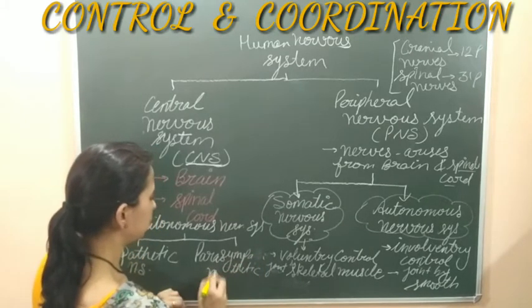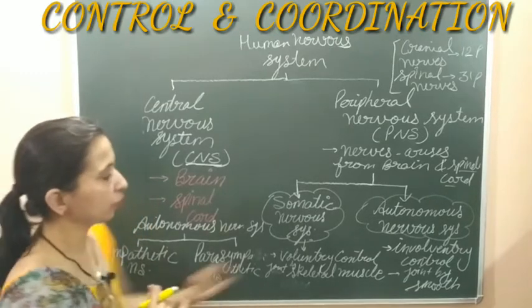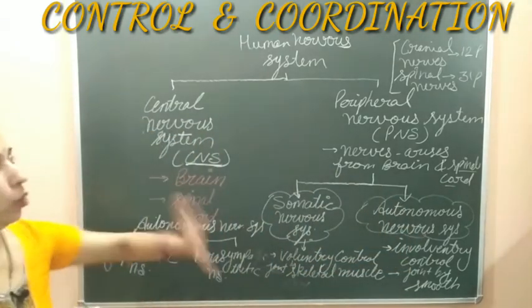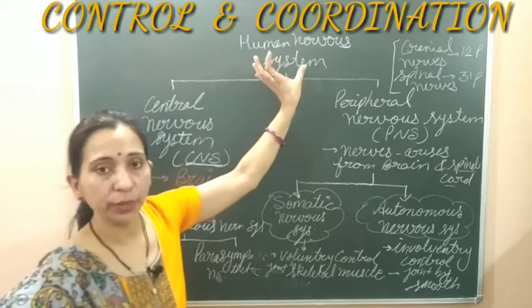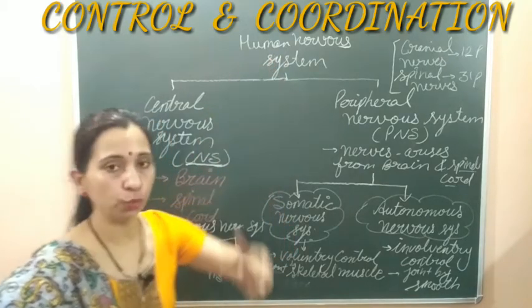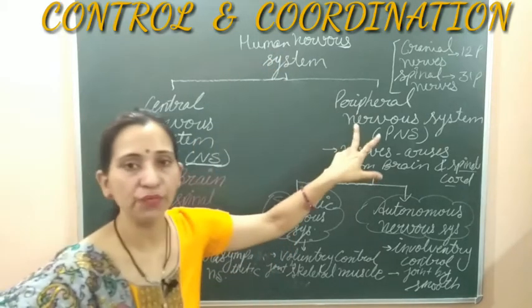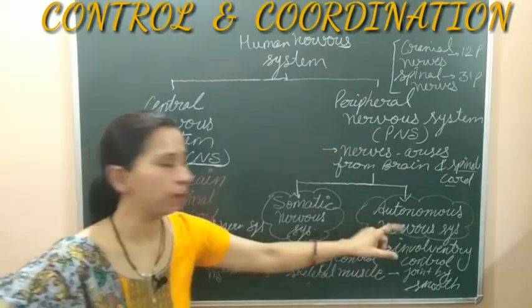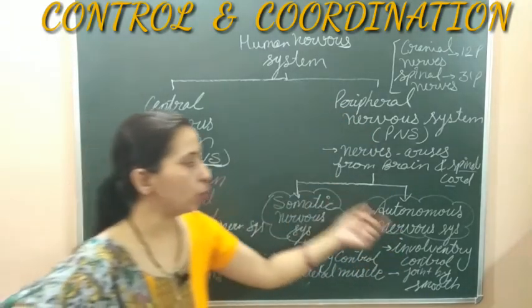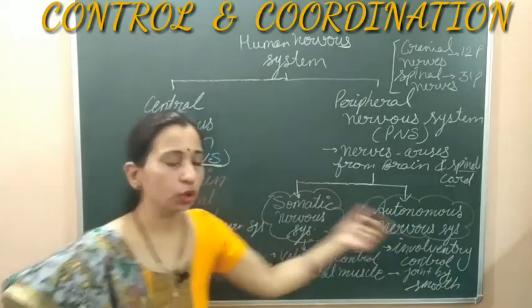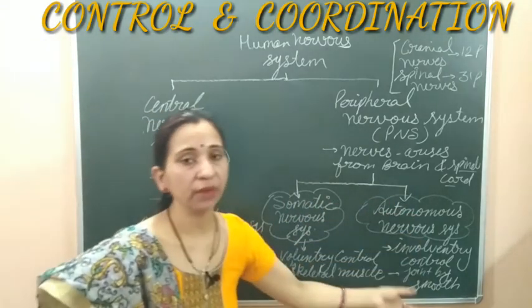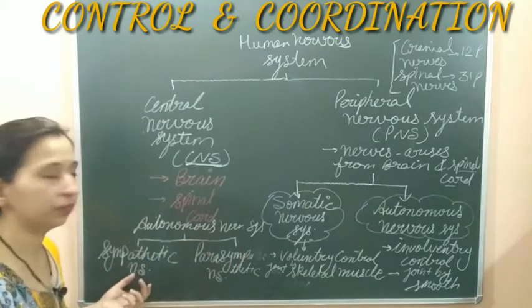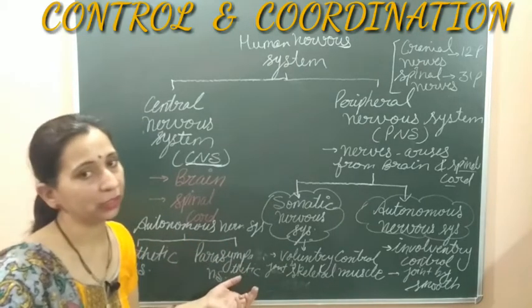Nervous system. So these are the two other parts of this autonomous nervous system. Here, this human nervous system is divided into two parts, central nervous system and peripheral nervous system. Peripheral nervous system is further divided into two parts, somatic nervous system and autonomous nervous system. This autonomous nervous system is further divided into two parts, sympathetic nervous system and parasympathetic nervous system.